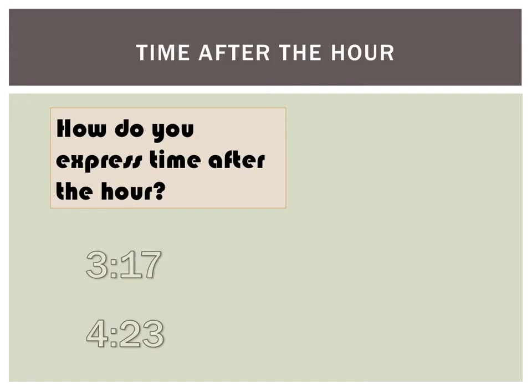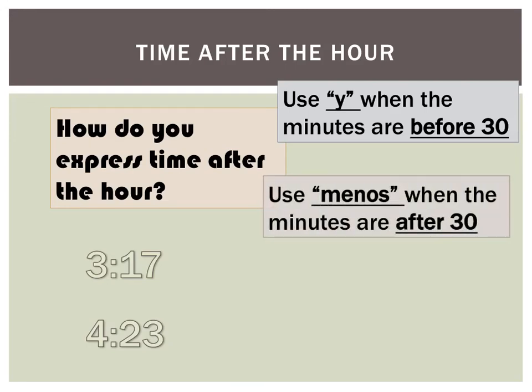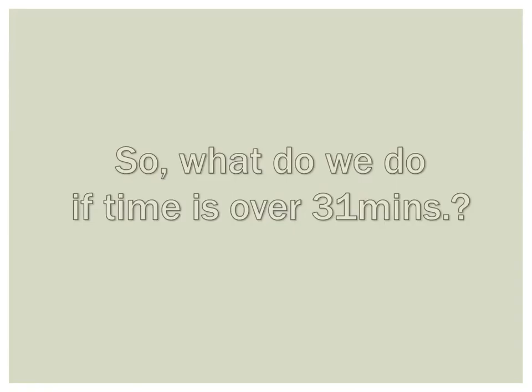Okay, 2 parts. You use y when the minutes are before 30. Okay, so on the right-hand side of the clock, you're going to use y. And you are going to use menos when the minutes are after 30. This is what it looks like. Son las 3:17. Son las 4:23. These are examples. So what does time look like when we use menos? You'll find out tomorrow. How exciting is that?